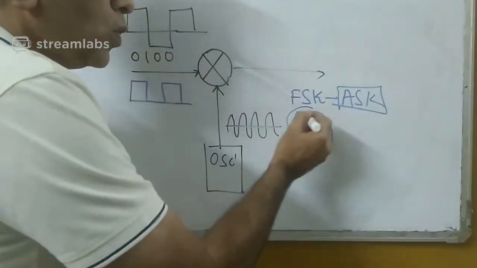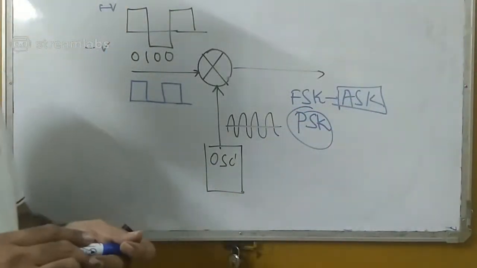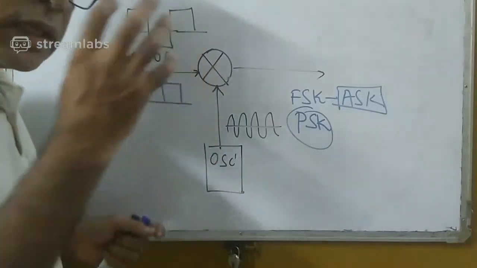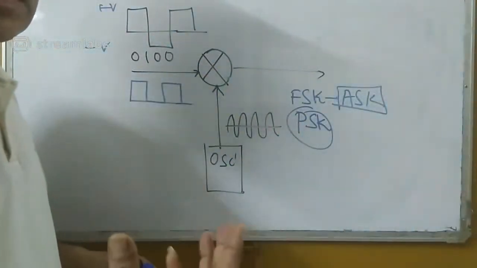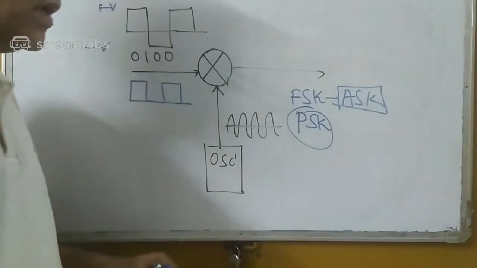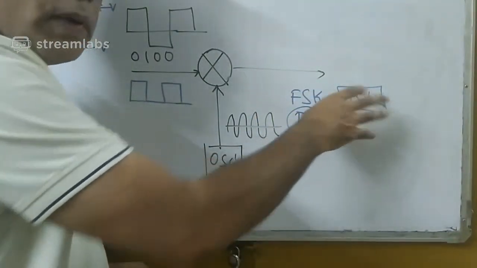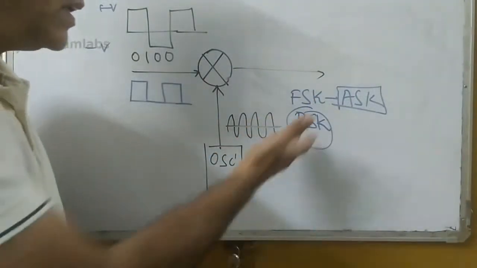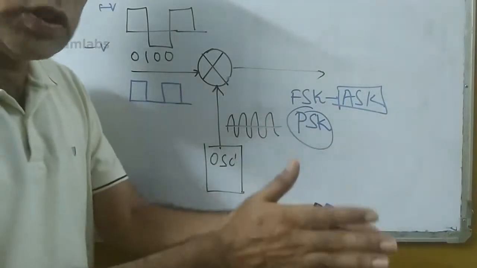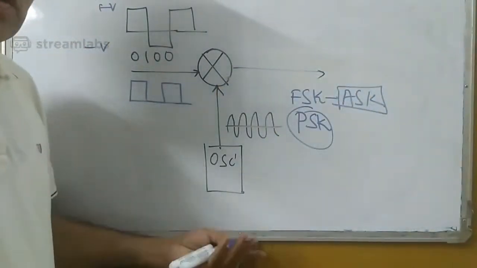PSK too has no effect of noise on it, because the signal element here is phase. Noise is not going to affect the phase of the signal. A change in the amplitude will not make any difference for the PSK. Basically the signal element is phase, so phase will not change, while amplitude may change.